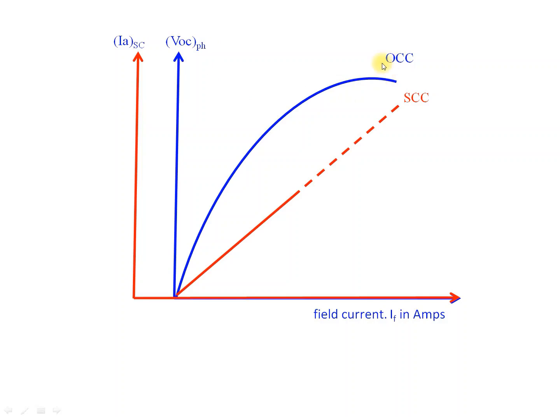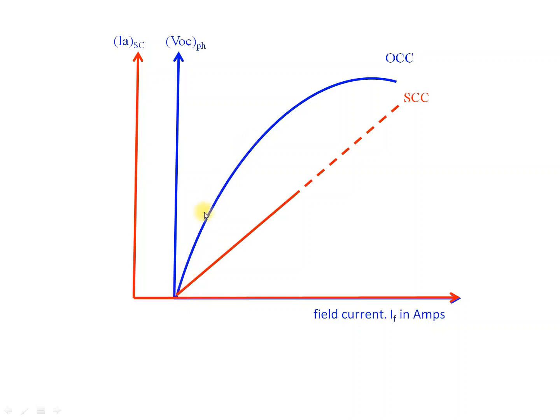The first curve will be our open circuit characteristics curve. It will be between the open circuit voltage and field current, and the other characteristics will be the short circuit current versus the field current. So this VOC versus IF will be the open circuit characteristics, and short circuit current versus field current will be the short circuit characteristics.